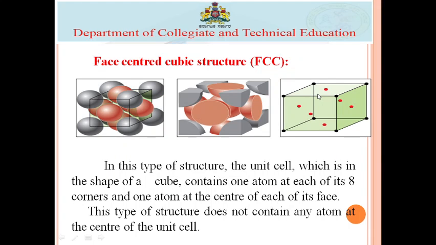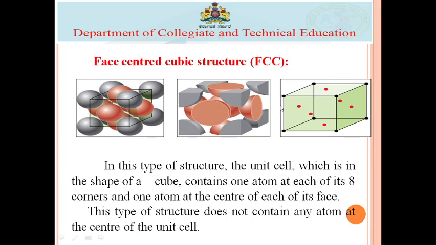Next, FCC, that is face centered cubic structure. In this type of structure, the unit cell also has a cube structure. In this, how are the atoms arranged? It contains 1 atom at each corner.